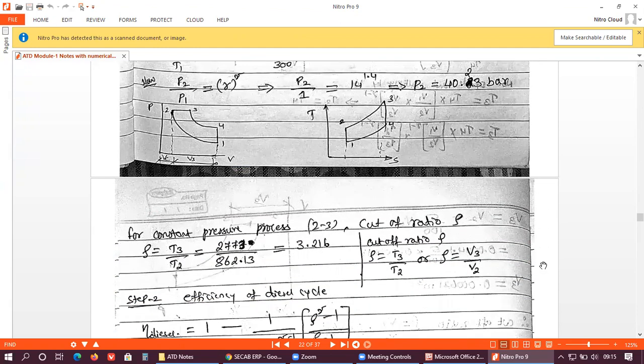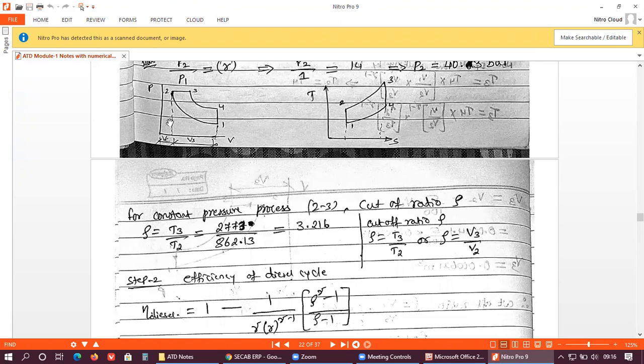Now we'll go with this rho, that is the cutoff ratio during the process 2 to 3, right? Here you can observe this point. So where is the cutoff process? That is the constant pressure process 2 to 3. This line represents the cutoff line, and at point 3 the cutoff actually takes place, right? So we are going to calculate the cutoff ratio, that is rho is equal to T3 by T2.